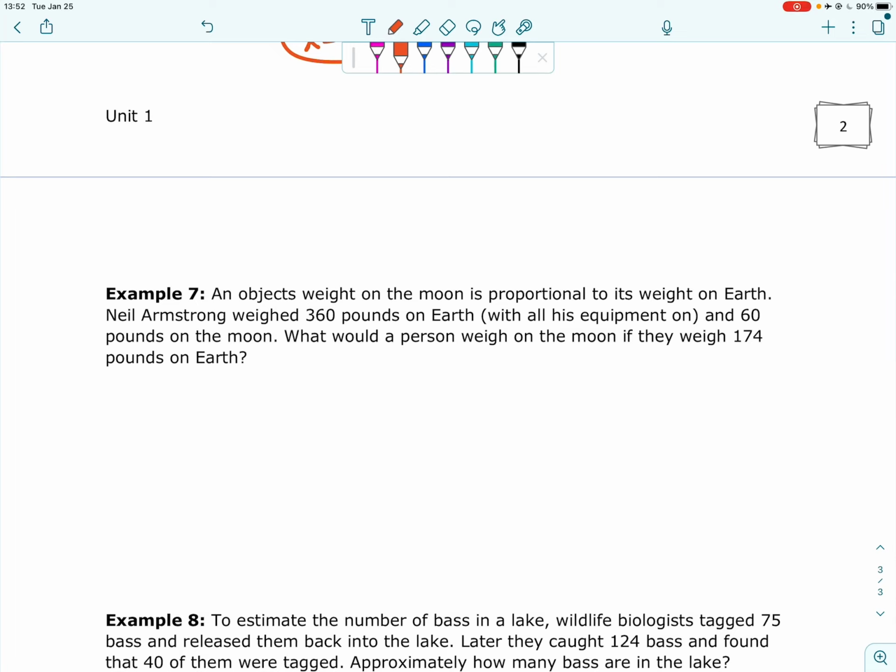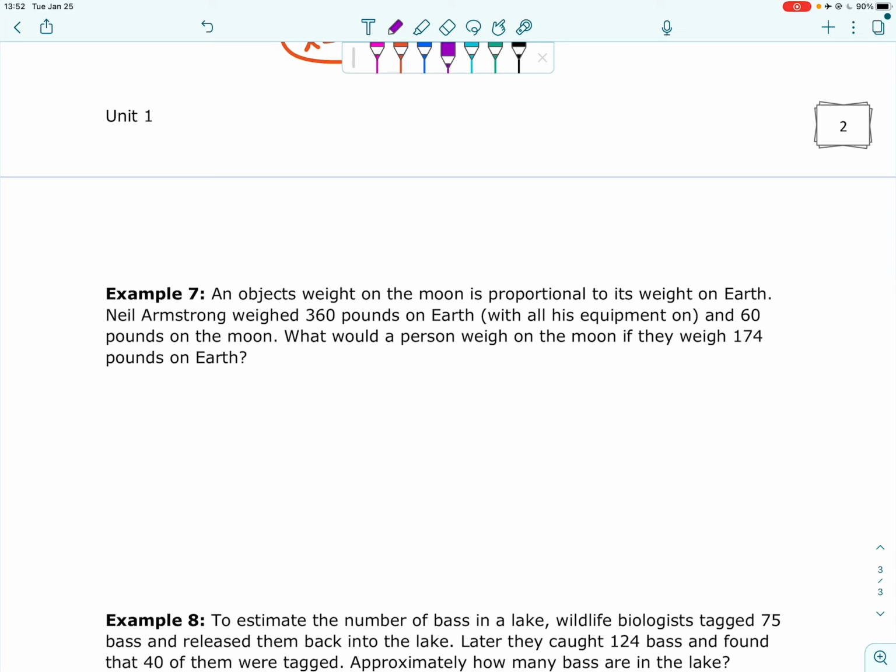So for this one, an object's weight on the moon is proportional to its weight on Earth. Neil Armstrong weighed 360 pounds on Earth when he had all of his equipment on, and 60 pounds on the moon. What would a person weigh on the moon if they weigh 174 pounds on Earth? So we're going to set up these proportions. It doesn't truly matter too much how you set this up, but you have to be consistent.